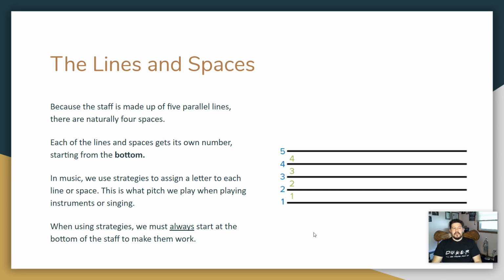So in music, we use strategies to assign a letter to each line or space, and that is the pitch that we are going to play when we are playing instruments or singing or things like that. When using the strategies, we always have to start at the bottom. Otherwise, those strategies do not work. So if there's something you're remembering right now, it's that you have to start at the bottom of the staff. All right, folks?